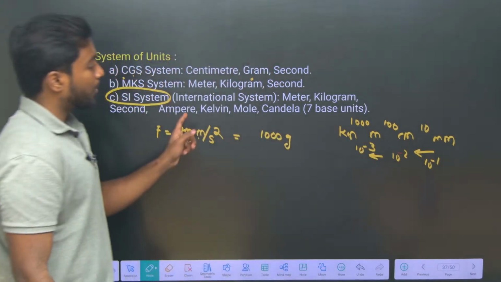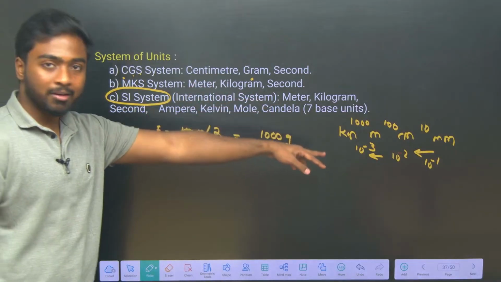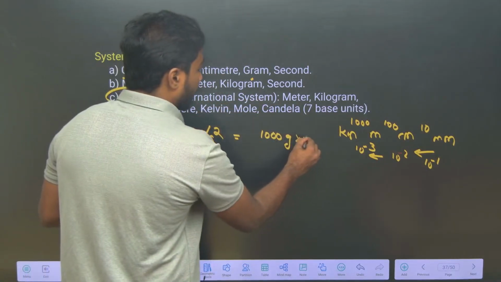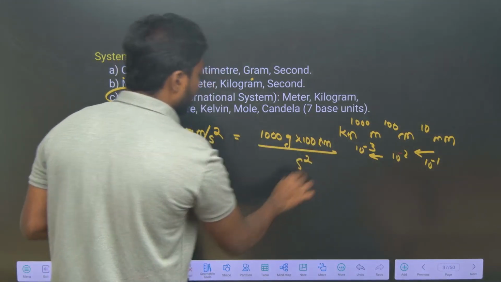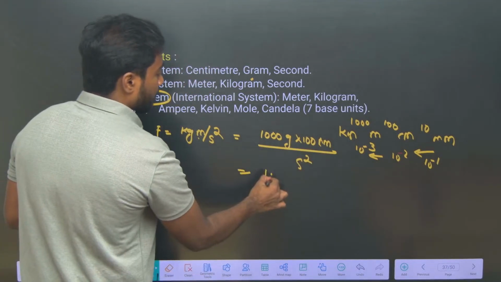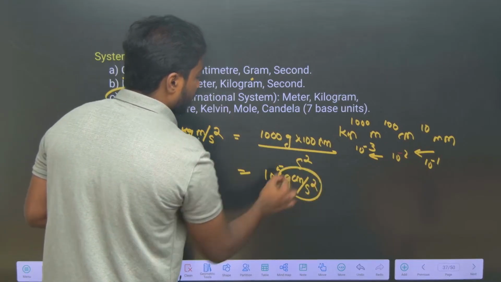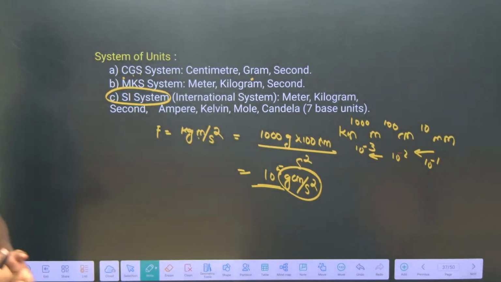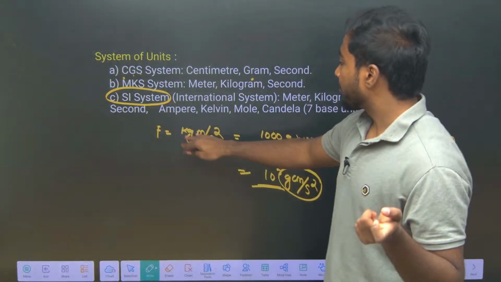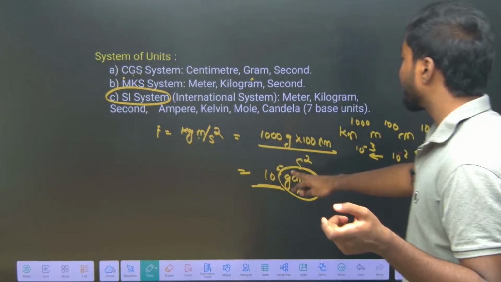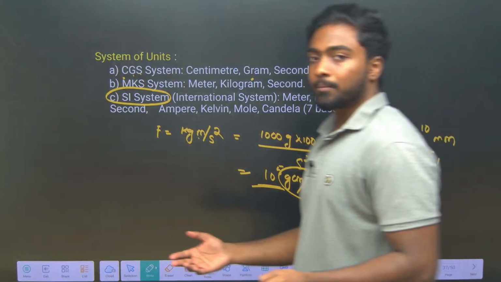How much is it from meter to centimeter? 1 meter equals 100 centimeters. So 1000 grams into 100 centimeters divided by seconds squared. So how much? 10 power 5 gram centimeter per second square. So the value is 10 power 5 times. So 1 newton, which is the unit of force, will be equal to 10 power 5 units of CGS. Like this we need to convert, that's it.